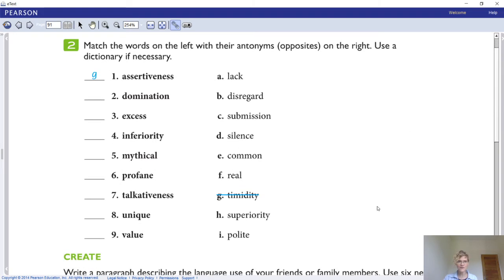Okay, so you're gonna do numbers 1 until 9. Number 1, assertiveness. The antonym is timidity. You're not timid when you're assertive because you speak up. So look for the opposite meaning. Go ahead.